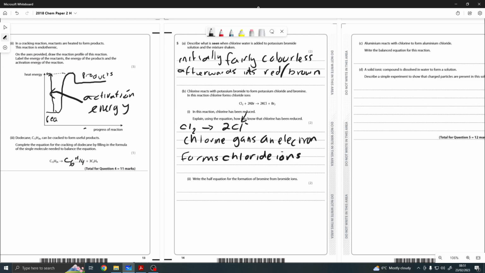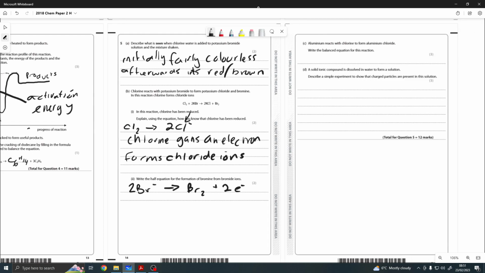Okay, write the half equation for the formation of bromine from bromide ions. Okay, well that's the opposite of this essentially. So you end up over there with 2Br minus, okay, which gives you Br2. But we are missing something from here. What are we missing? Hopefully you're screaming at me. What about the electrons? And they actually go on this side, okay? There's 2 of them because they're given out. So each Br minus gives out an electron. There are 2 Br minuses, so 2 electrons are given out.